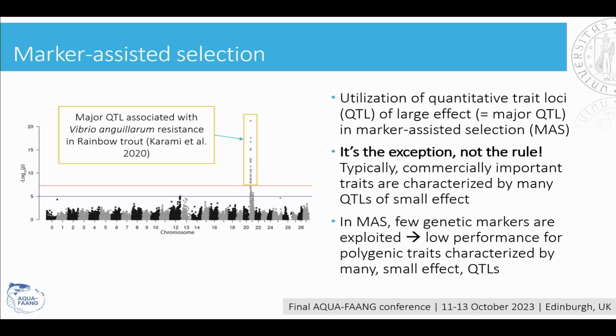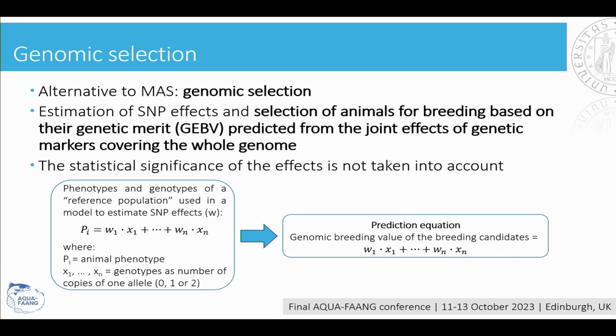So what can we do? We can go to genomic selection. We can estimate the SNP effects and we can select the animals for breeding based on their genetic merit. And this genetic merit is predicted from the joint effect. So we can combine SNP effects, predict the genetic merit of the breeding candidates, and select the breeding candidates in this way.